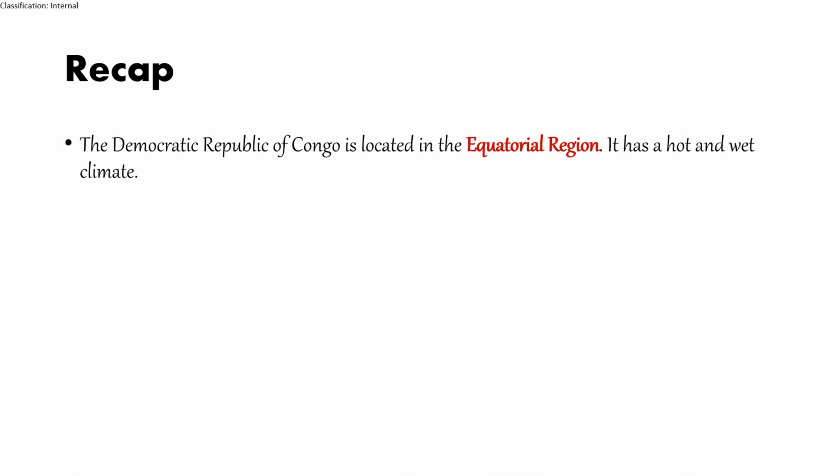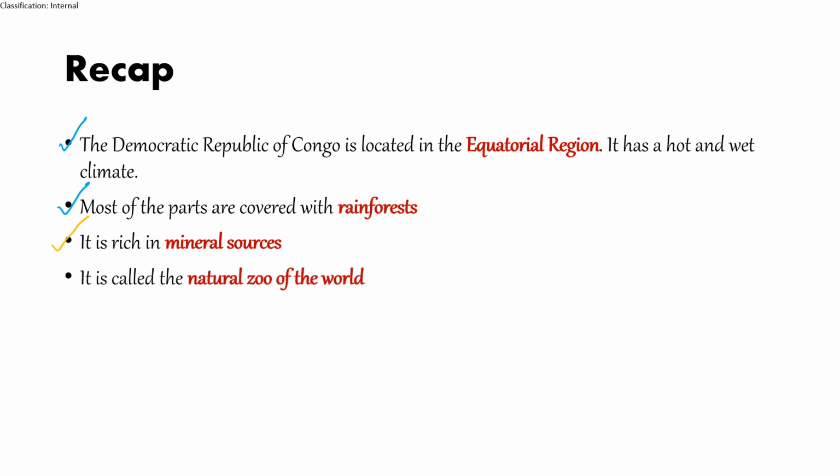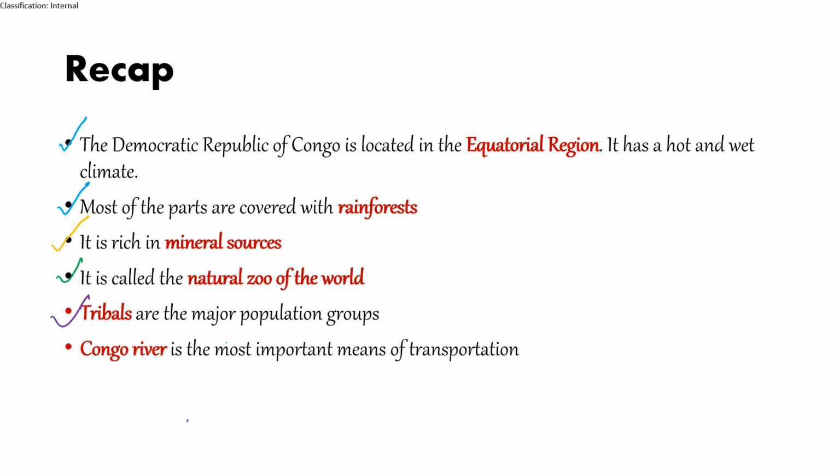Let's move on to the recap. The Democratic Republic of Congo is located in the equatorial region. It has a hot and wet climate. Most of the parts are covered with rainforests. It has rich mineral sources. It is called the natural zoo of the world. The tribals are the major population groups, and the Congo River is the most important means of transportation.